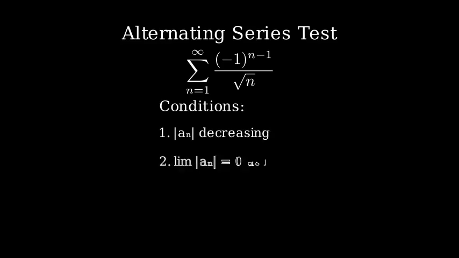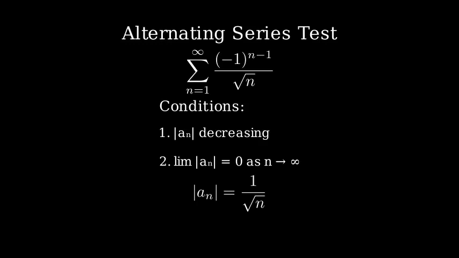First, the sequence of terms without the alternating signs must be decreasing. Second, that sequence must approach 0 as n approaches infinity. Let's first look at the sequence without the alternating signs. Our sequence is 1 over the square root of n.